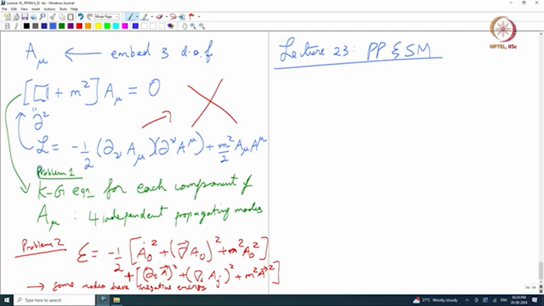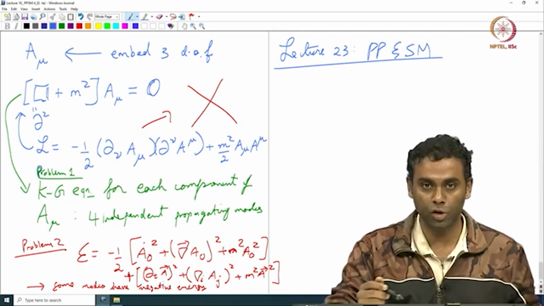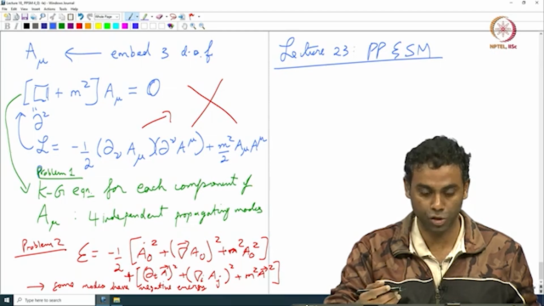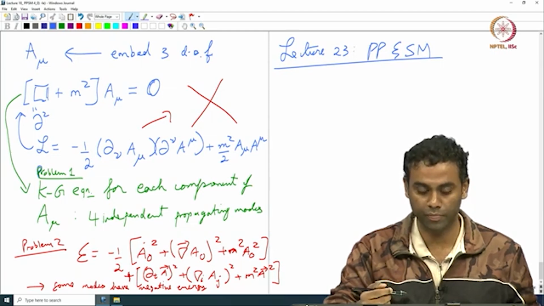Why? Because first of all, this does not actually describe a 4 vector. This describes 4 independent scalar propagating modes made to look like a 4 vector, because the Klein-Gordon equation here acts independently on each of the components, right. So it is actually 4 scalars sitting as a vector, showing themselves as a vector, right.